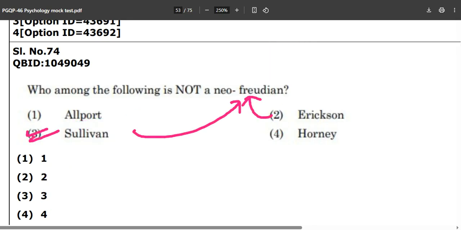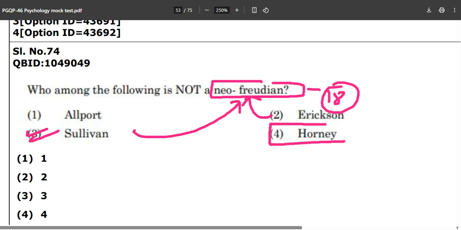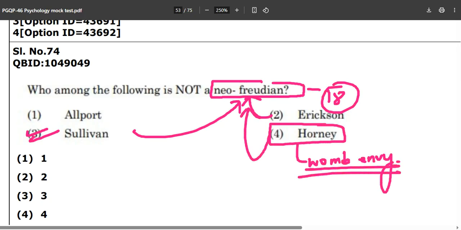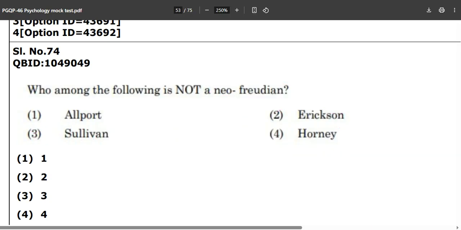Erik Erikson, I just told you about gender constancy, labeling, and all those things, plus the 8 stages of psychosocial development. And Karen Horney is also a neo-Freudian, who talked about womb envy. And you will be amazed that you are going to solve this question in this particular mock test also. Okay, so second, fourth, and third, all three are neo-Freudians, but Allport is not a neo-Freudian.